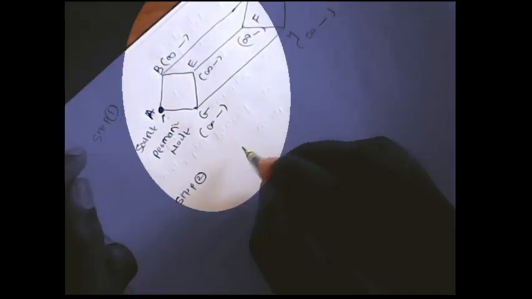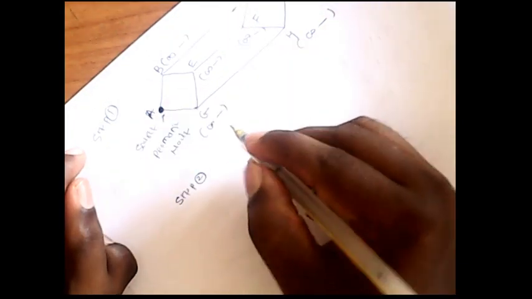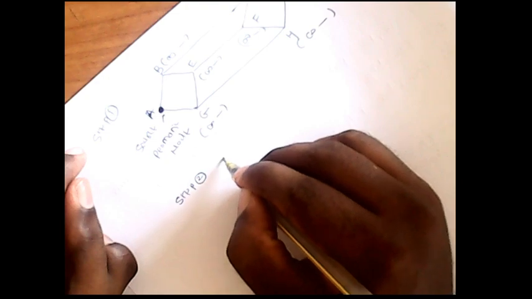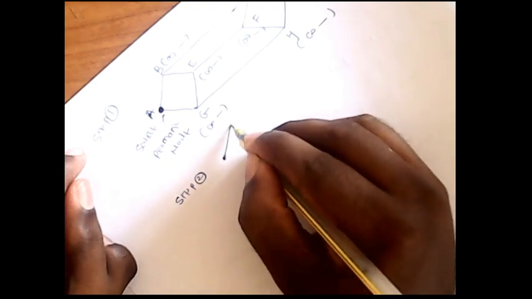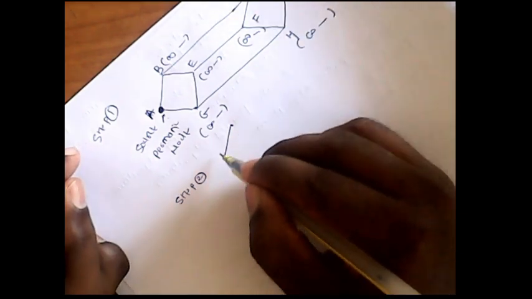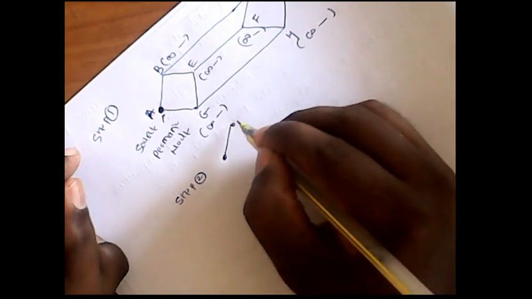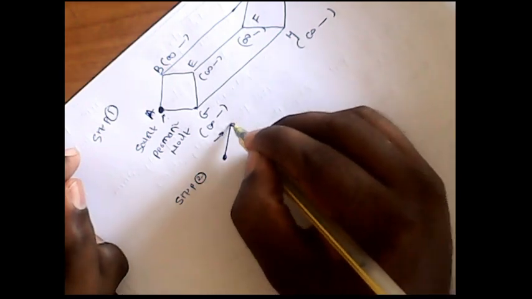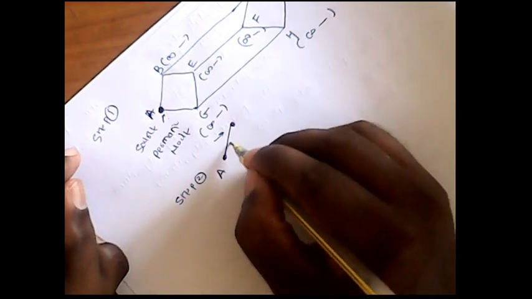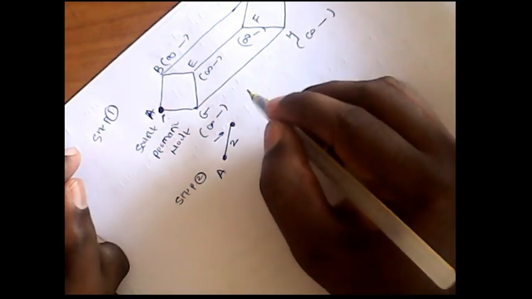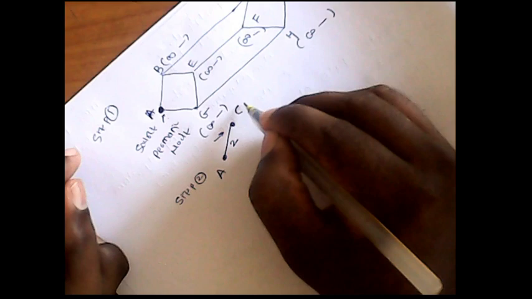In step 2, we find out the adjacent nodes. Then according to the shortest distance between adjacent nodes, we make another node the working node, and the working node is indicated by the arrow indication.